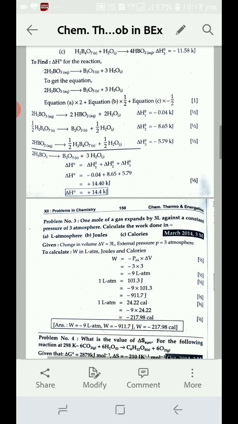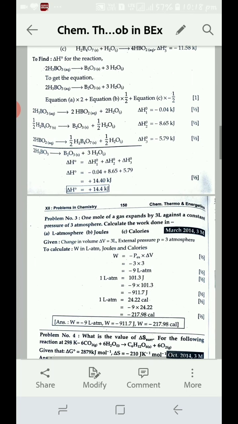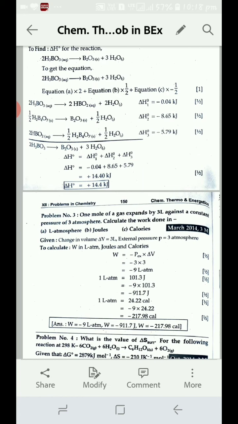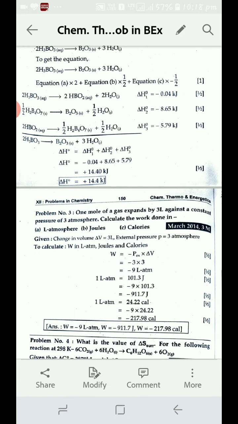Next numerical is: what is the value of delta S surrounding for the following reaction at 298 Kelvin. The equation is 6 CO2 gas plus 6 H2O liquid gives C6H12O6 solid plus 6 times O2. Okay, so this is the given thing.